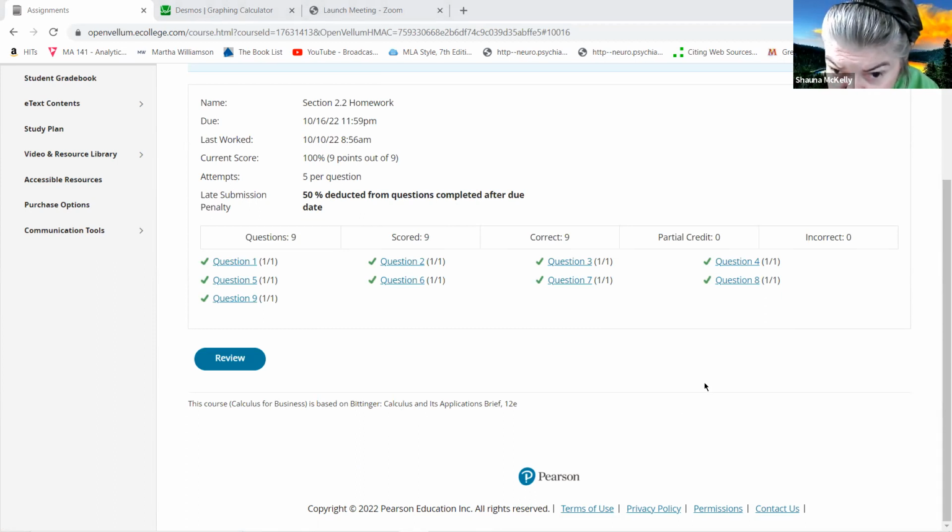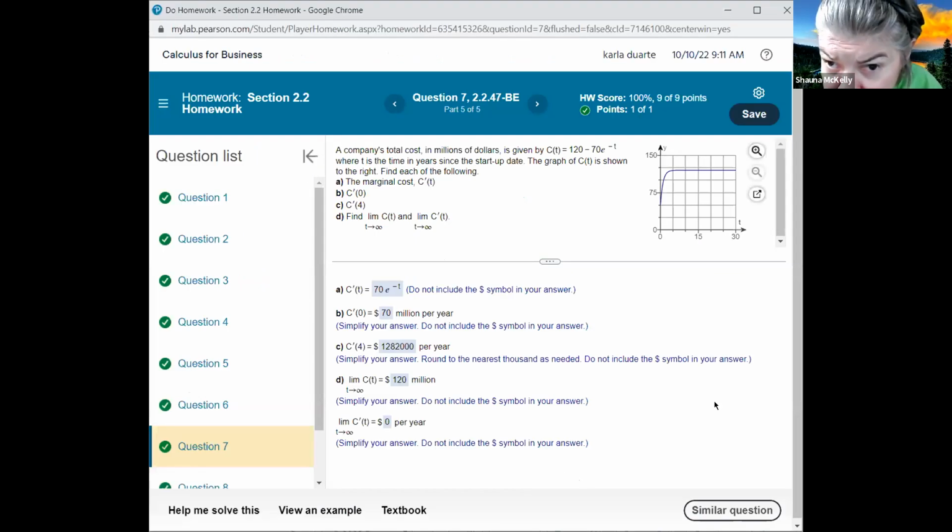I'm going to start with, I believe it was question 7 here. This was a hard question that somebody asked. I'm going to bring it up here. So here is your question. It says, a company's total cost in millions of dollars.